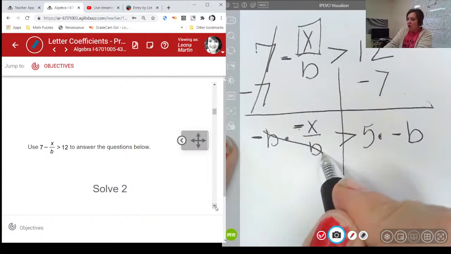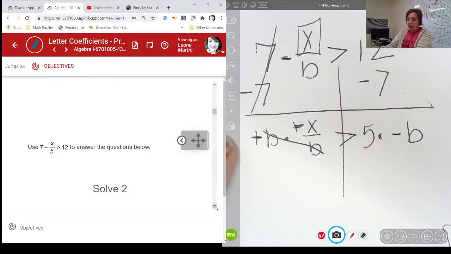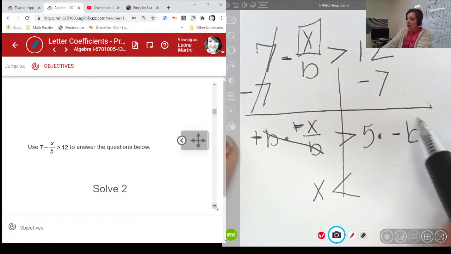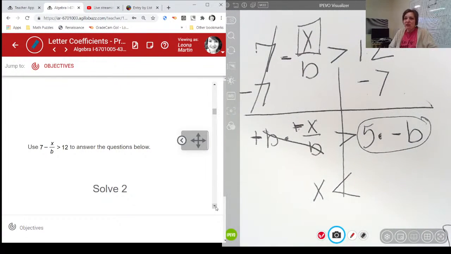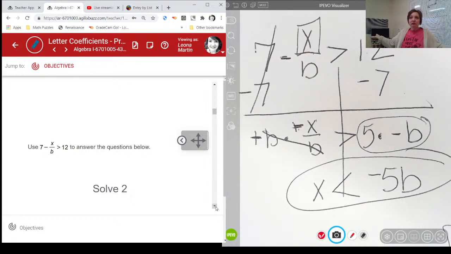So my b's are going to cancel. And then a negative times a negative makes that a positive. So we've got x right here. Sign switches. Why is the sign switch? Because we multiplied by a negative. And then over here, how do we write this 5 times negative b business? How do you write 5 times negative b? 5b, but what about that negative? Negative 5b, just like that. And that's our answer. That's it.